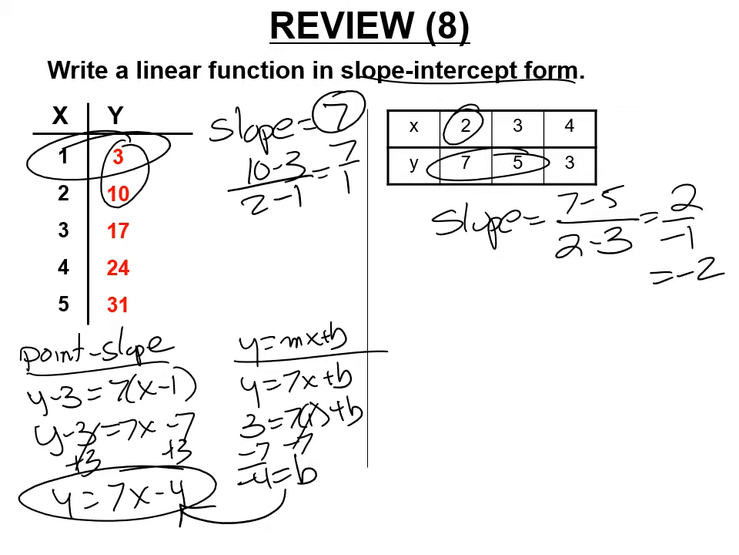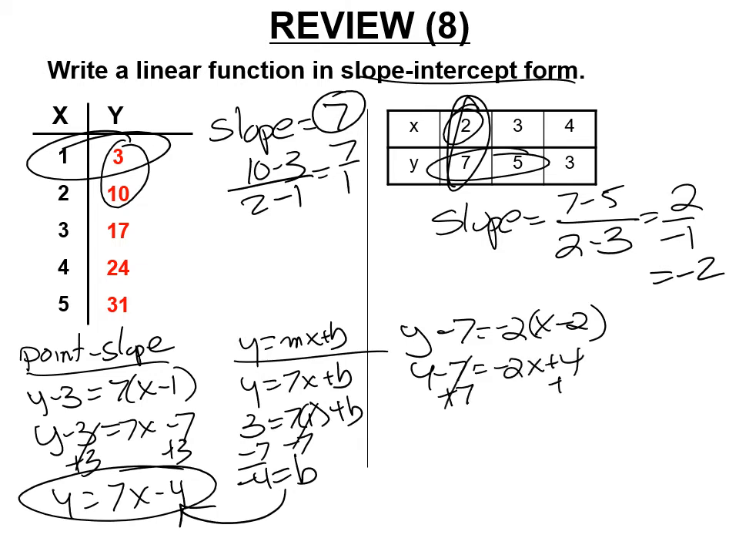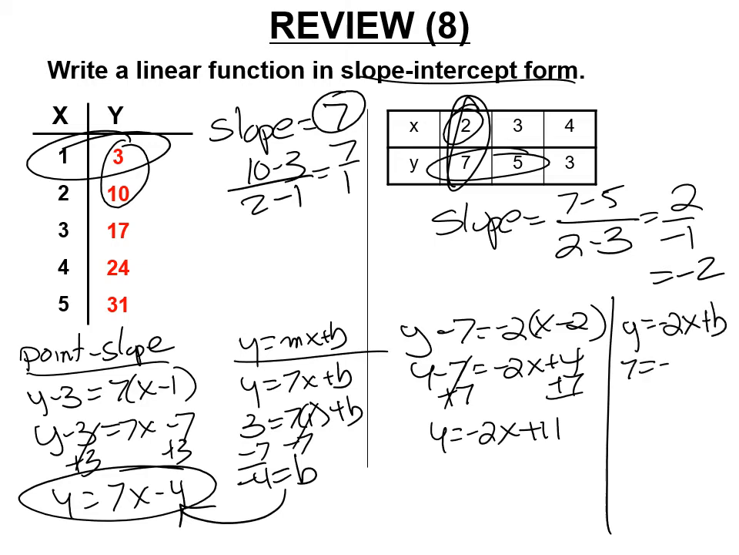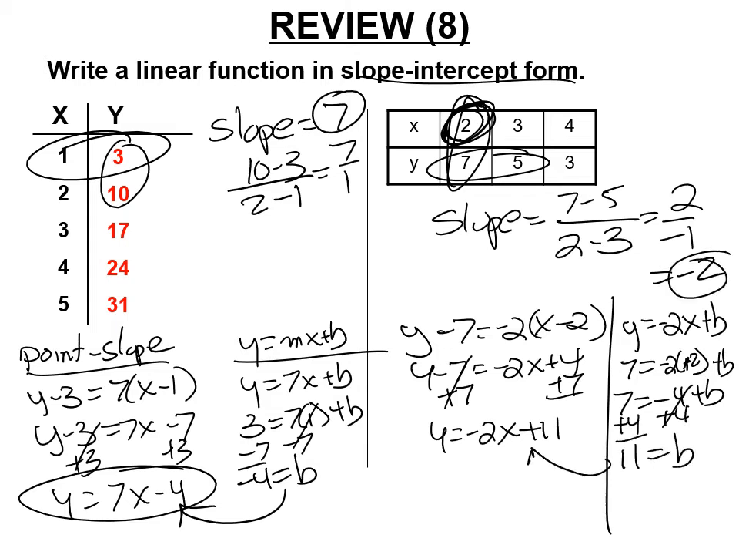Okay, for point slope, I'll pick the first point. Yeah, I'll pick the 7 too. So y minus 7 equals negative 2 times x minus 2. Y minus 7 equals negative 2x plus 4. Add 7 to both sides. Y equals negative 2x plus 11. You don't have to do it both ways, but y equals negative 2x plus b. Pick the same point. 7 equals negative 2 times positive 2. This is a positive 2 up there. Plus b. So 7 equals negative 4 plus b. Add 4 to both sides. B is 11. Slope is negative 2. Same equation.